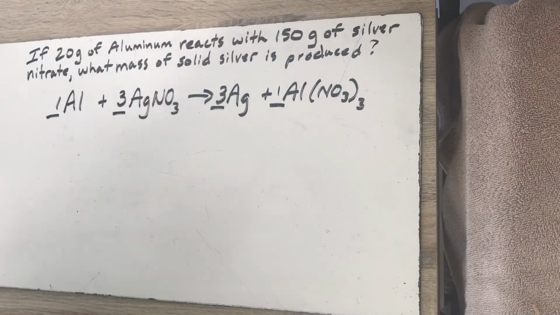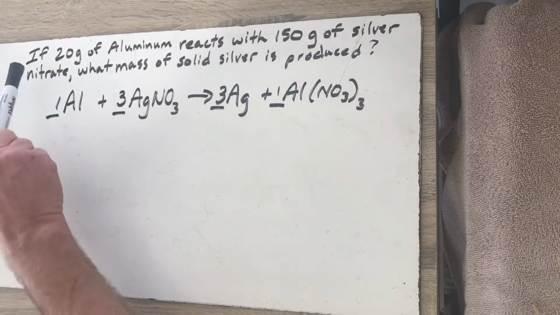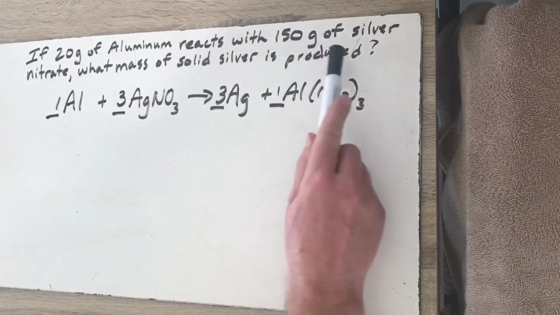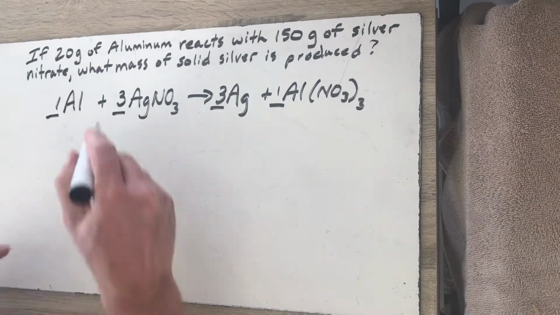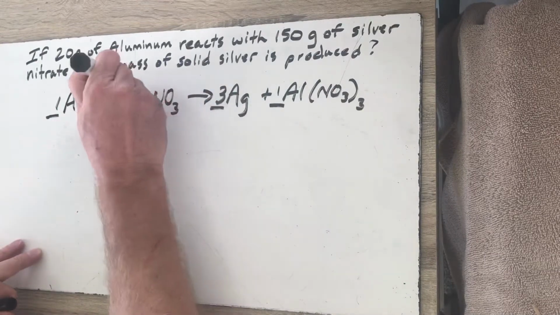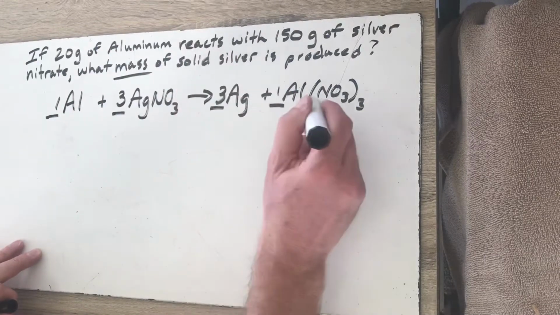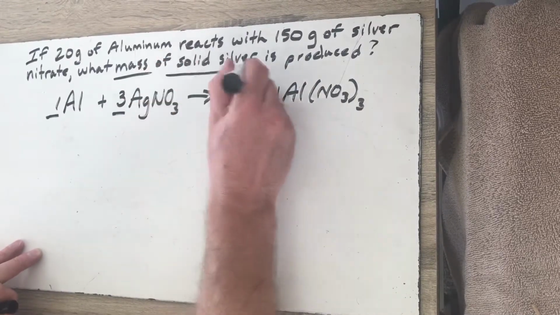All right, let's take a look at a problem that at first appears to just be straight stoichiometry, but there's one major difference, okay? So take a look at this description here. It says if 20 grams of aluminum reacts with 150 grams of silver nitrate, what mass of solid silver is produced? Okay. Now this doesn't sound like something that's all that difficult. It sounds like something you've done a lot of.